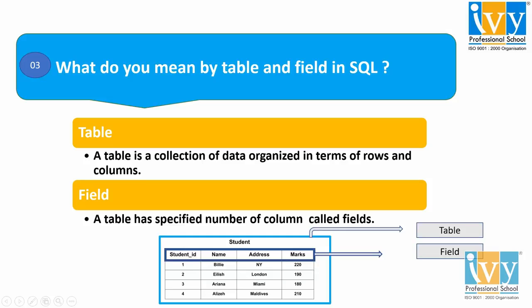So what is a field? A table has a specified number of columns, which are called fields. So in the table student, we can see there are 4 fields, namely student ID, name, address and marks. Moving to our fourth question.